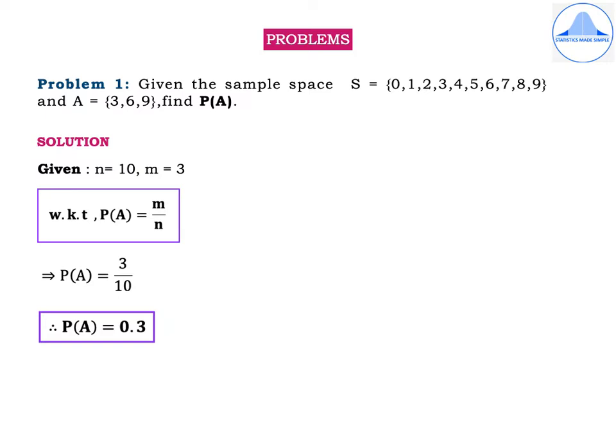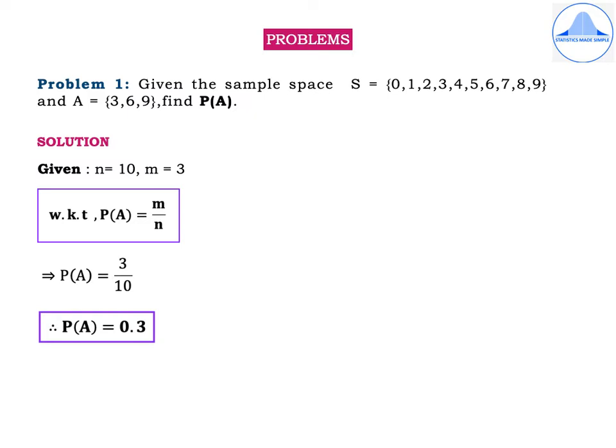So let's start off with some simple problems on probability. Problem 1. Given the sample space S equal to 0, 1, 2, 3, 4, 5, 6, 7, 8, 9 and A equal to 3, 6, 9, find P of A. So in this particular problem, the sample space is given and A denotes an event.